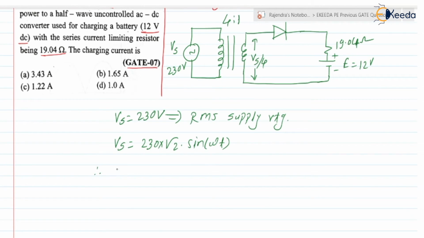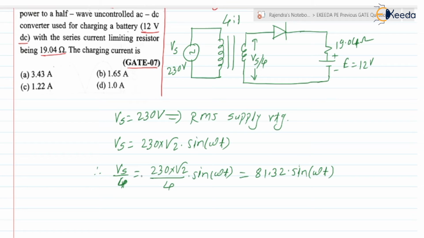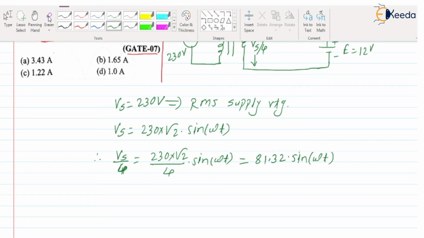So therefore, what is Vs by 4? Vs by 4 is equal to 230 into root 2 divided by 4 into sine of omega t. So we can write it as 230 divided by 4, which is 57.5, into root 2, so it is 81.32 into sine of omega t. So this type of waveform we will be getting at the secondary side of the transformer. This is the waveform whose expression we are having.